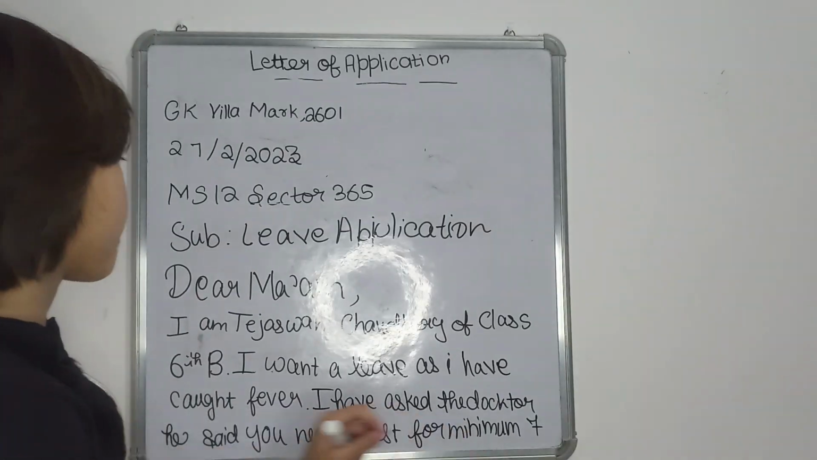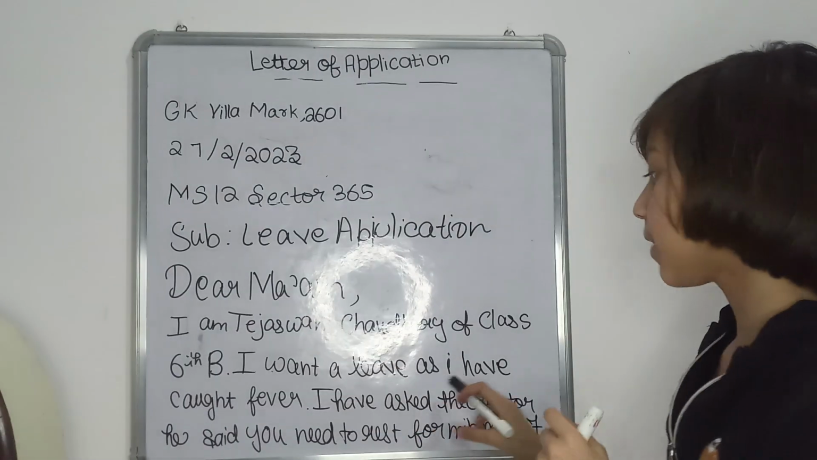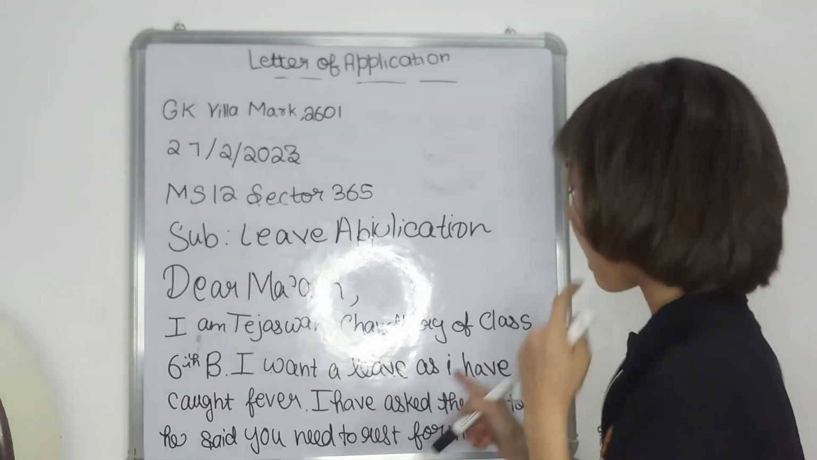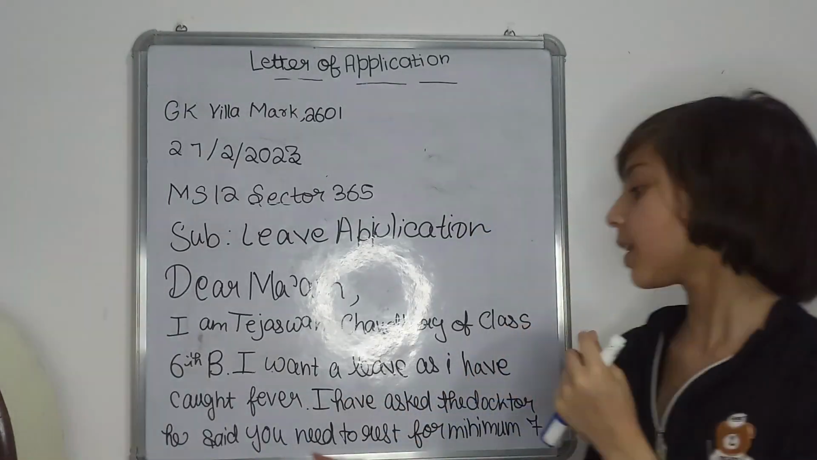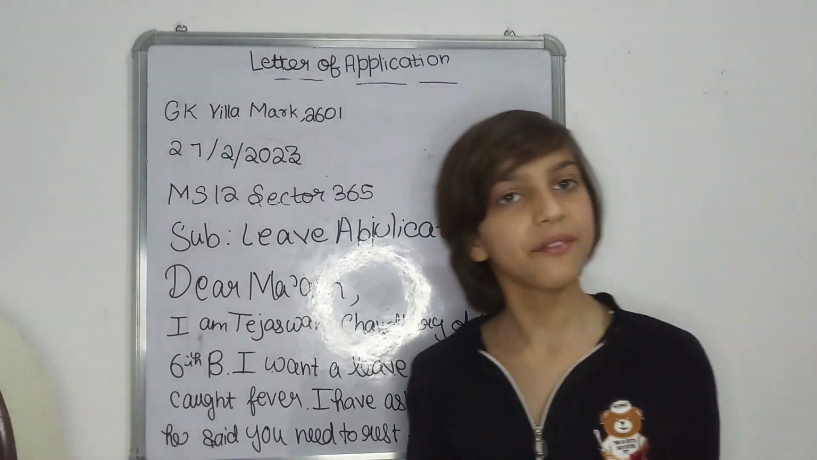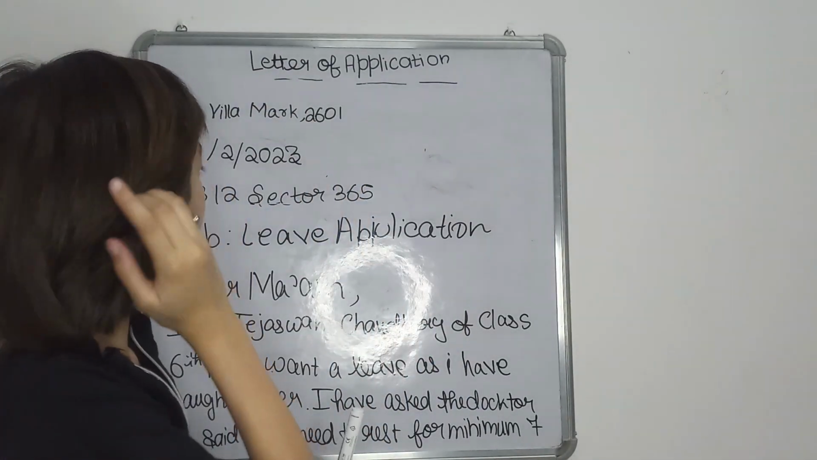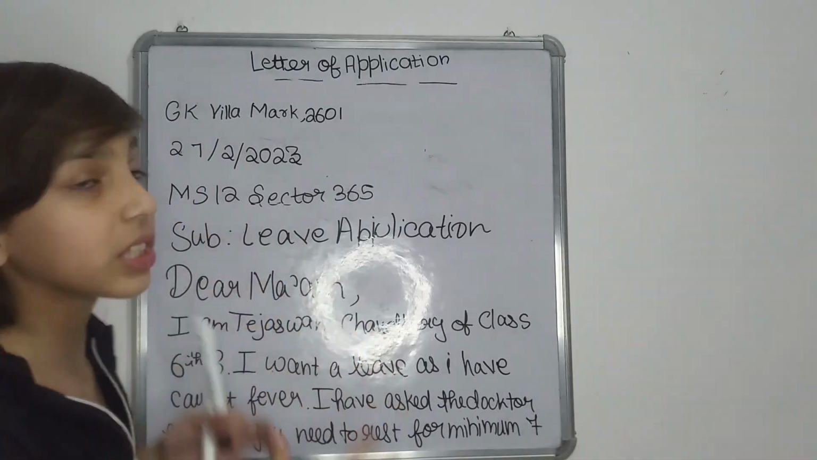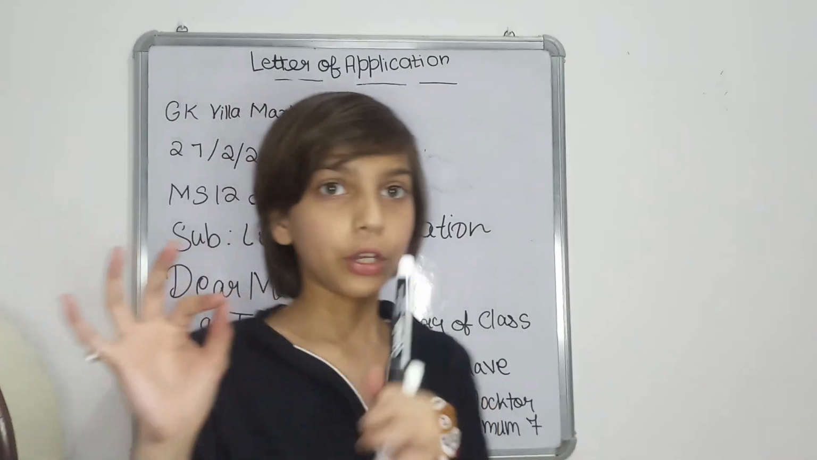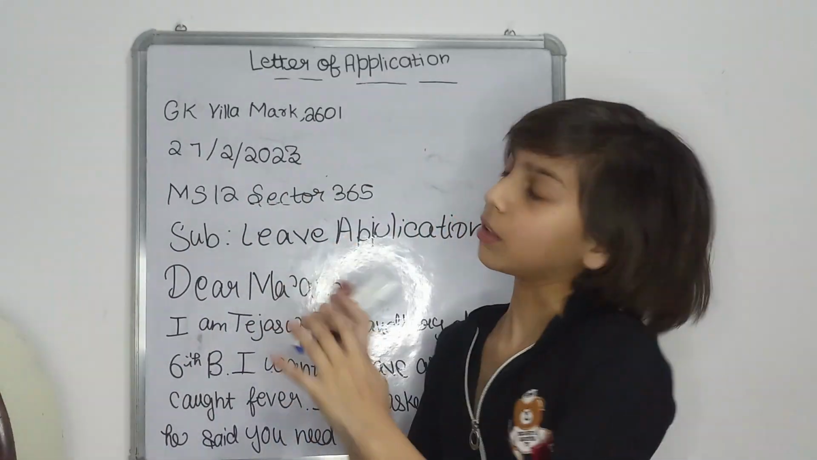So over here, you are ill. Then you will write I want a leave as I am ill. So I have asked the doctor. He said you need to rest for minimum 7 days. Then 7 days after this. So this is how you need to write this, and just imagine everything, and when you read it 4 to 5 times, you will easily understand the format of this leave application.